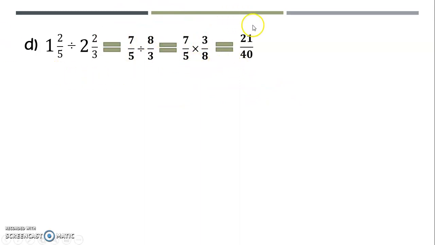Notice that in this case, we got a proper fraction. And as long as this is a proper fraction, we cannot convert it into a mixed number, because the only fractions that we can convert into mixed numbers are the improper fractions.